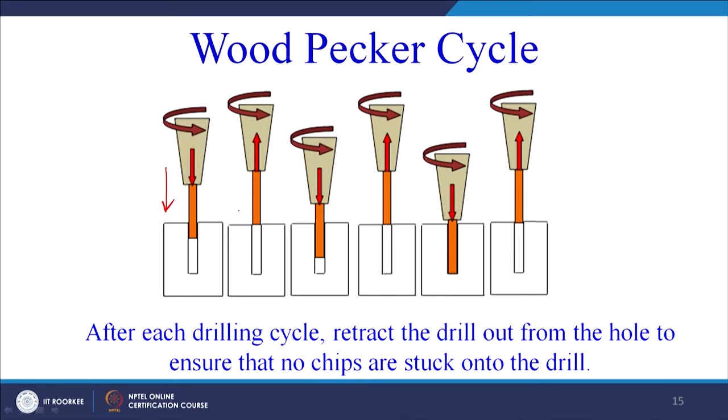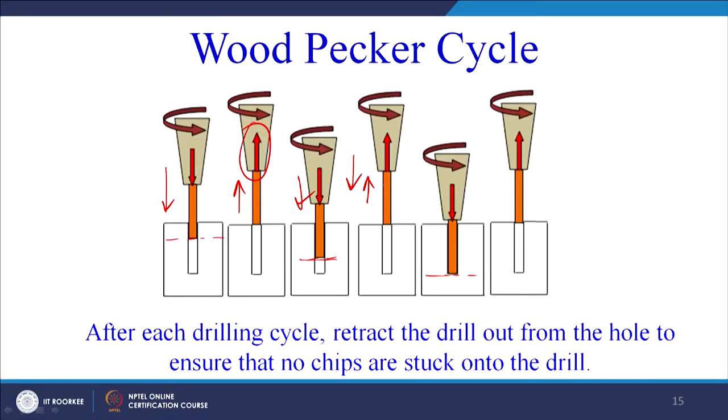And this is just one technique. The drill goes down, then it comes up, as shown here. Again it goes down to a further depth. Initially it goes down to this depth, then the depth increases, then again the depth increases. This down and up motion of the drill is like the woodpecker makes a hole in the tree. After each drilling cycle, retract the drill out from the hole to ensure that no chips are stuck onto the drill. Moreover, the feed rate can also be controlled in the subsequent steps, which is an important cause of push down type of delamination. That is, the lower layers of the composite try to push down during the action of the drill. Therefore, this type of helical feed method can avoid push down delamination when you are drilling holes in laminated composite materials.